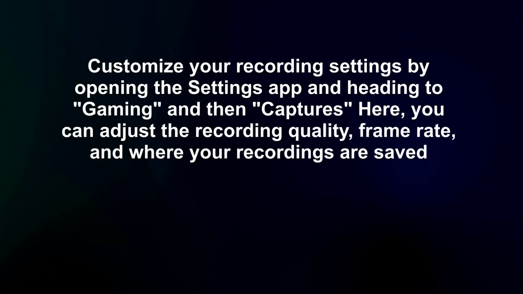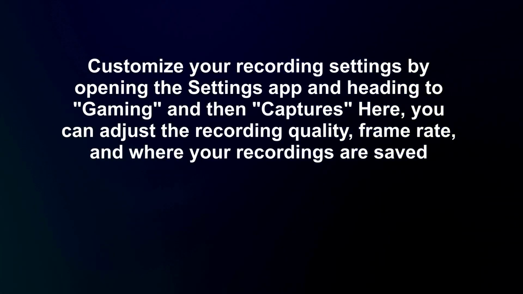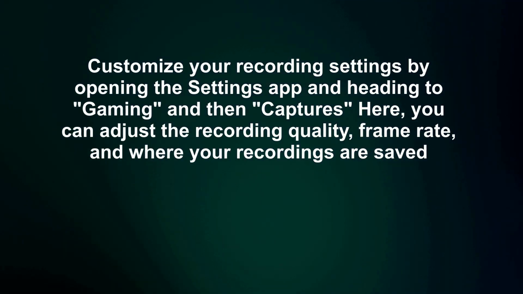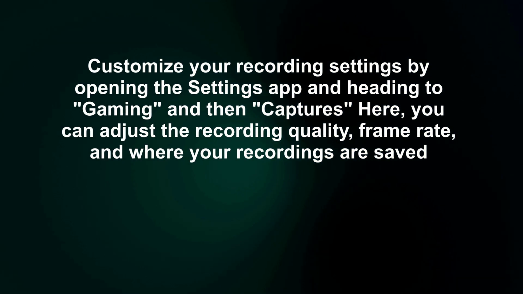Customize your recording settings by opening the Settings app and heading to Gaming and then Captures. Here, you can adjust the recording quality, frame rate, and where your recordings are saved.